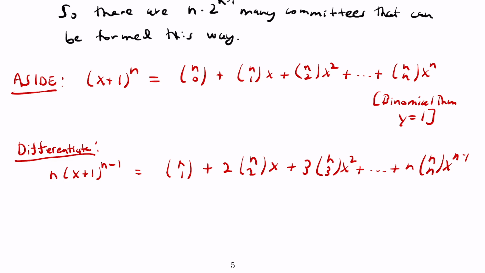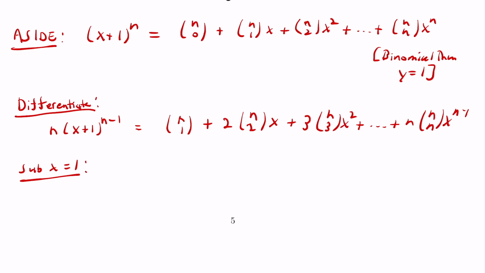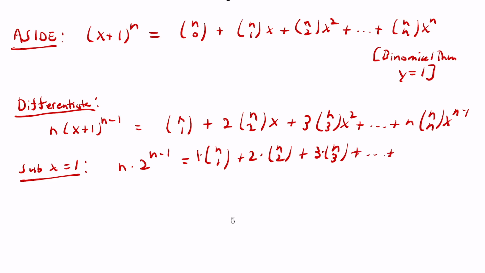Okay, now if we substitute x equals 1 in this expression, we end up with n times 2 to the n minus 1 on the left side. On the right side, we get n choose 1 times 1 plus 2 times n choose 2 plus 3 times n choose 3, all the way up to n times n choose n.